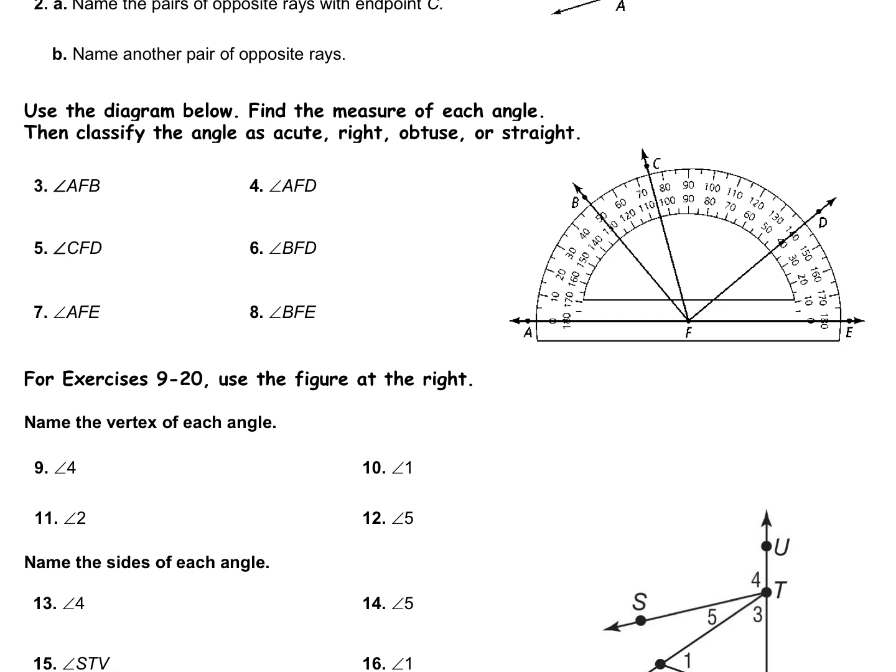So for number 3, I'm looking at angle AFB. So we're looking at this measurement. So 50 minus 0 is 50. So that's the first answer, and then that would be acute.